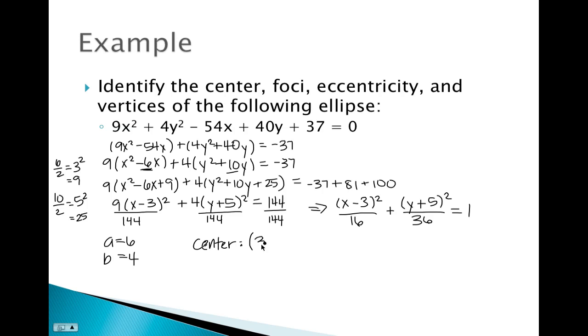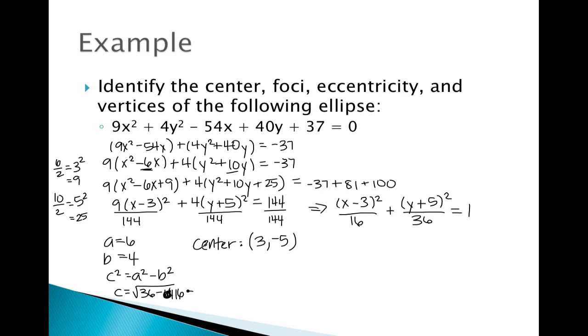So this is 3, and our k is the opposite sign here, so negative 5. So our center is 3 comma negative 5. Now we need to figure out the focal points, or the foci. In order to do that, we have to figure out what c is with regards to the equation of c squared equals a squared minus b squared. So if we plug all this in, we get c equals the square root of 36 minus 16.